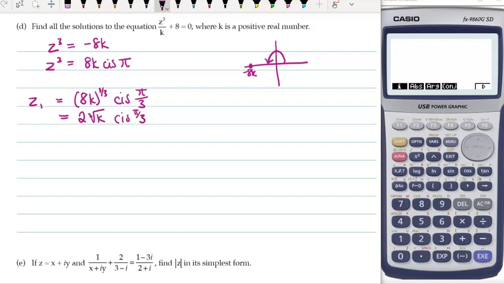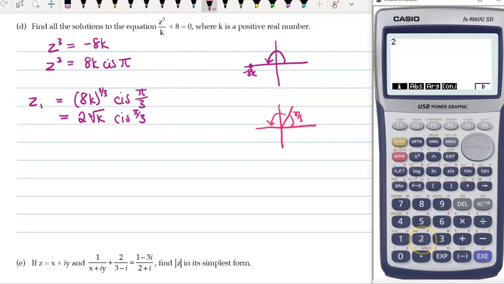Now, once we have our first solution, the other solutions have rotational symmetry around the origin. So we've got our first solution at pi by 3 here. We have 3 solutions that are around that circle. So a full circle is 2 pi. If you divide it by 3, you'll have 2/3 of pi. So we're going to add on 2/3 of pi for the second solution.